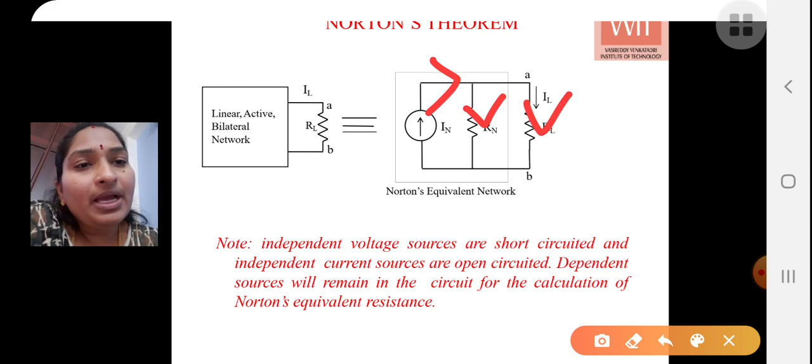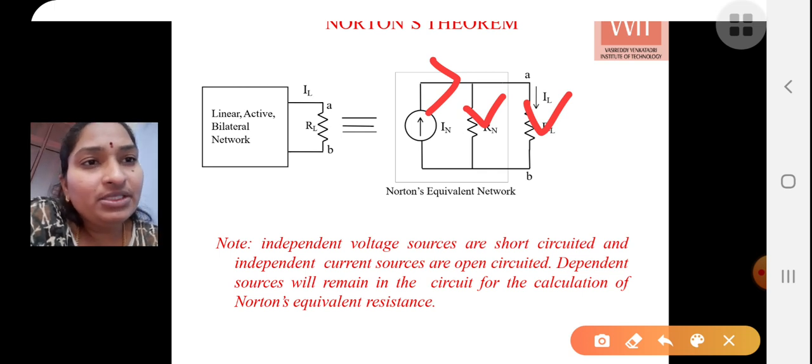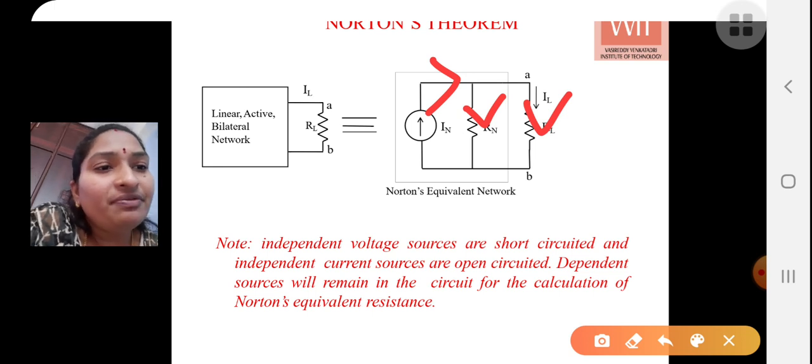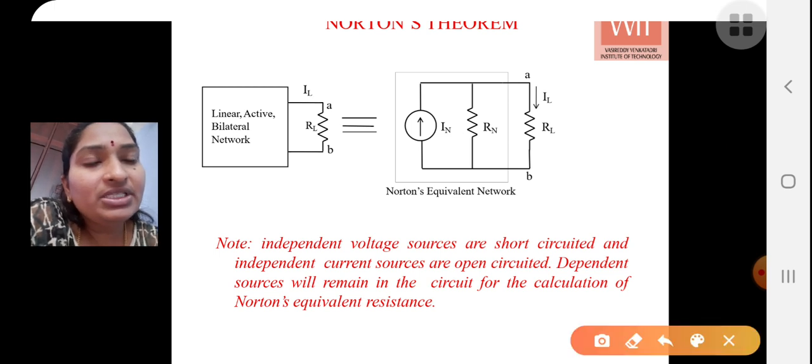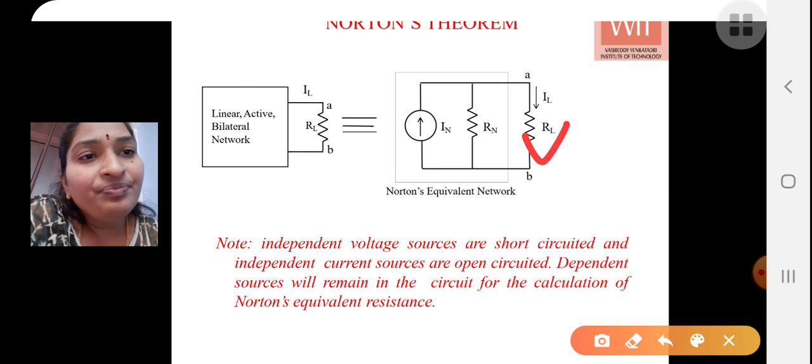Now, after dividing this total current, we have to calculate the division of the current in the two branches. First of all, according to the current division rule, we can calculate the current flowing through RL and then RN.